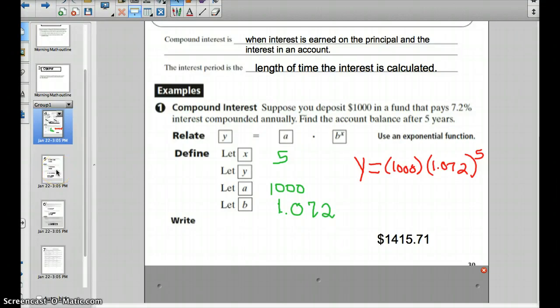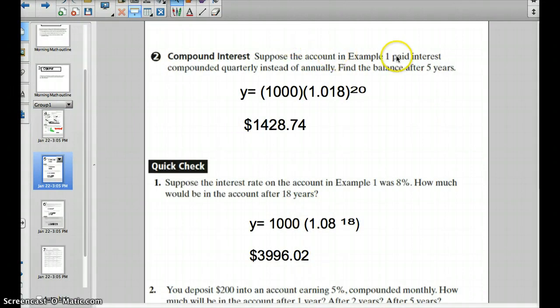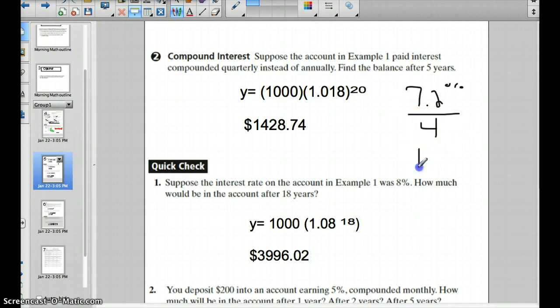Let's try another example here. So we're compounding interest, the same one, except now the interest is compounded quarterly. So what I want you to think about is you were given 7.2%, right? So we were given 7.2% annually, okay? So if our interest is compounded quarterly, okay, quarterly here, that means 4 times. So we're going to divide that 7.2 by 4 and we get 1.8. Okay, 1.8% is the amount we're going to get every quarter.